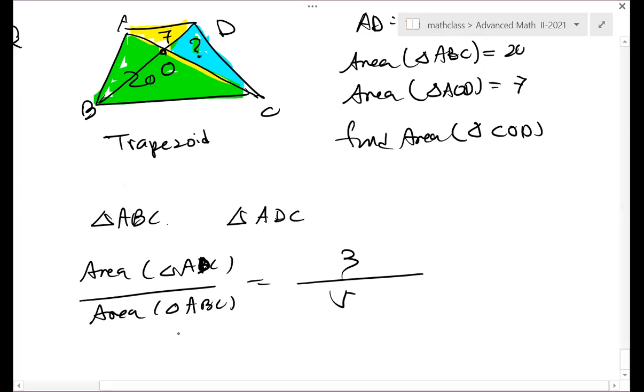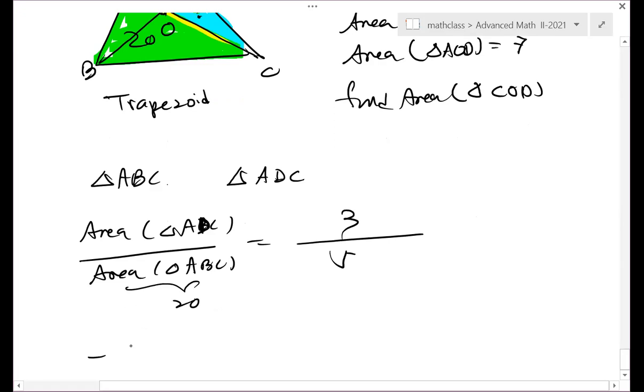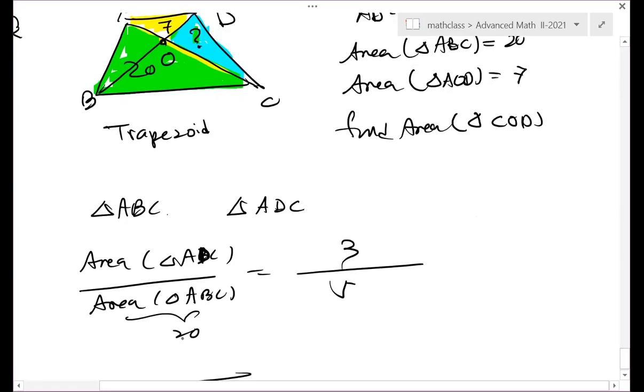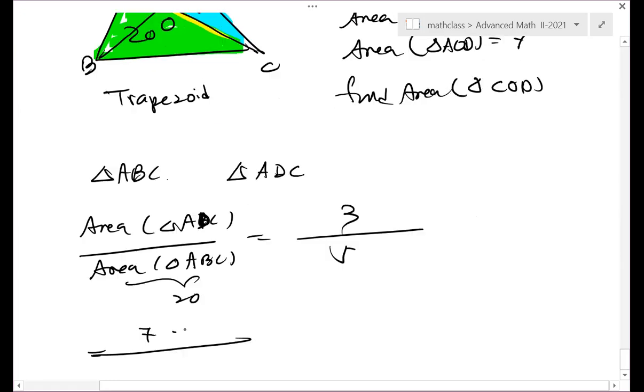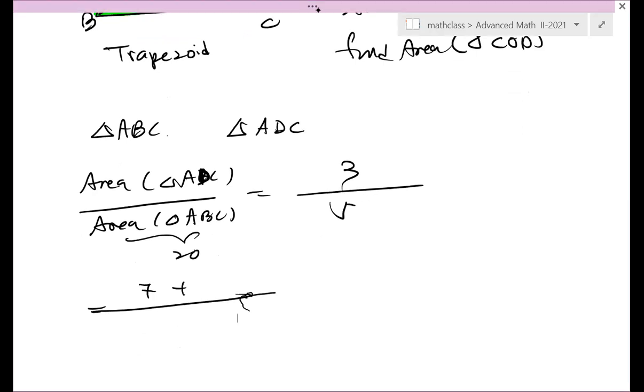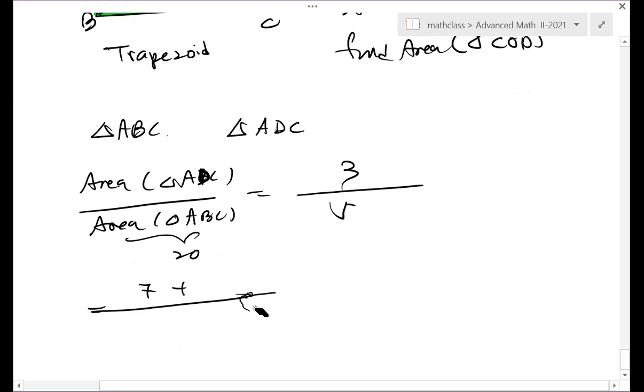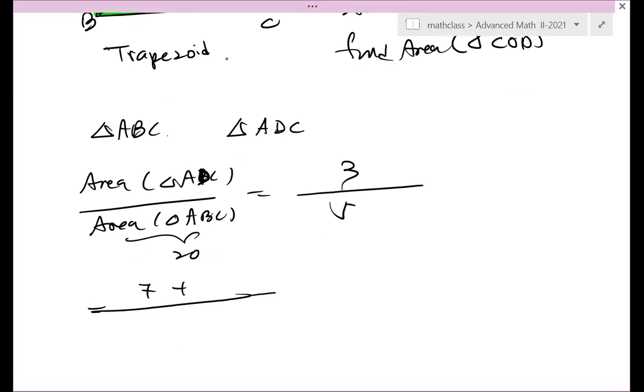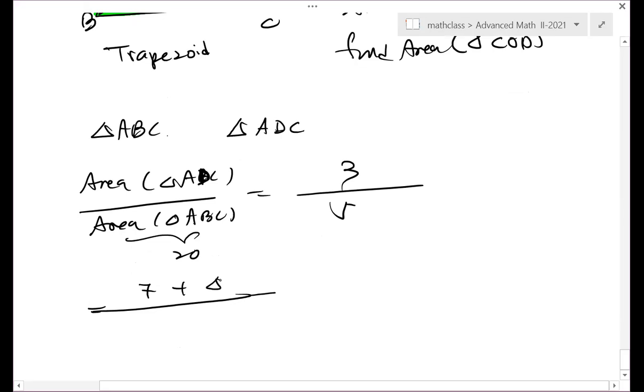We know ABC is 20, right? The area is 20. So what we don't know is on top, right? The top of ADC is going to be 7 plus the unknown. Okay, can you get it? All right, this is the triangle we're looking for, the area.